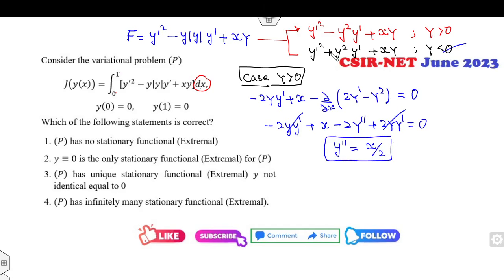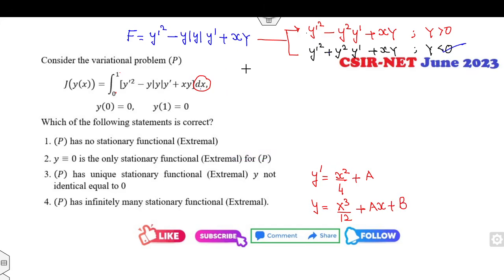Fine. If you look at this case, then what will happen? This number is positive. Again, it will be cancelled. So in both cases, you will get the same answer. Then how can you find the solution? I can integrate them. So it is x square upon 4 plus a. Then it is x cube over 12 plus ax plus b. Now you can substitute these options. Y of 0 is 0, so b will be 0. Y of 1 is 0.